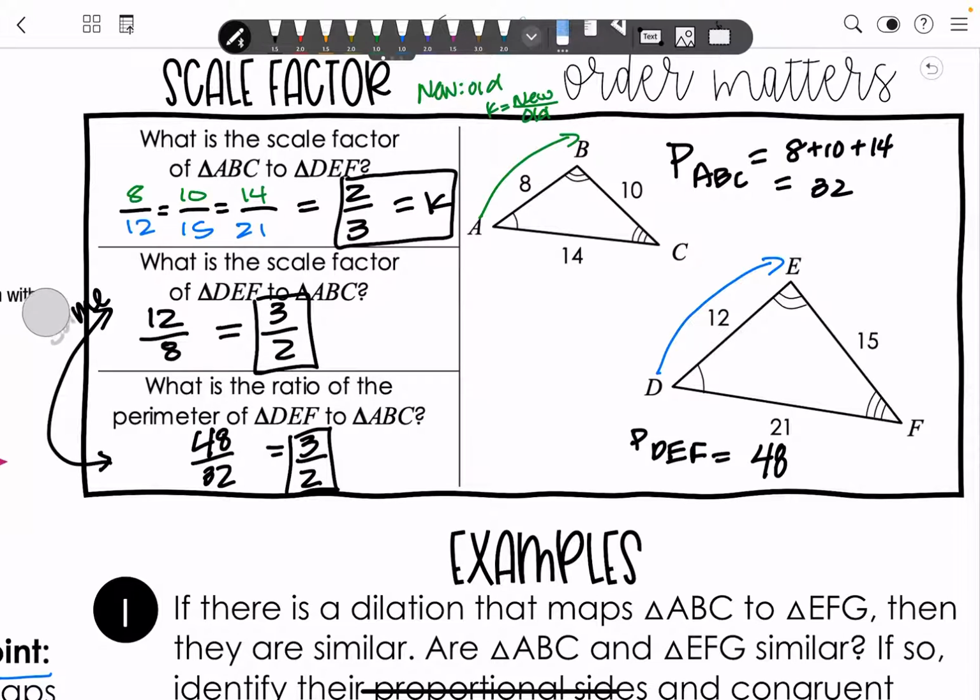So that is super important to note, because if you know the scale factor, and I've given you the perimeter of only one shape, then you could figure out the perimeter of the other shape.